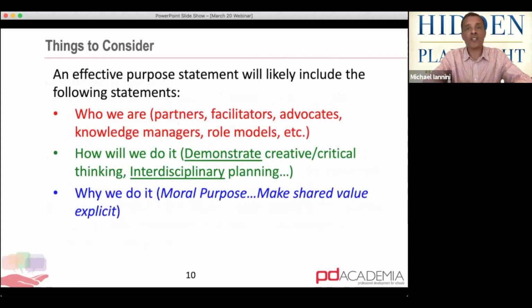Now, things to consider as you start to draft a purpose statement is, who are you? Are you partners, facilitators, advocates, knowledge managers? These types of roles, or the way that we actually identify ourselves within our community, become very important, because if you're advocates, you're the one as a team that need to go out and create the argument for why, hey, all right, it's important to have a structured curriculum, but we're an IB school and we need to also be able to serve that mandate.